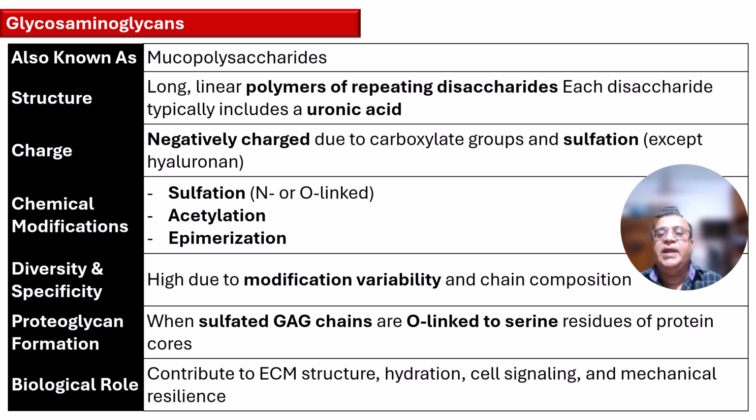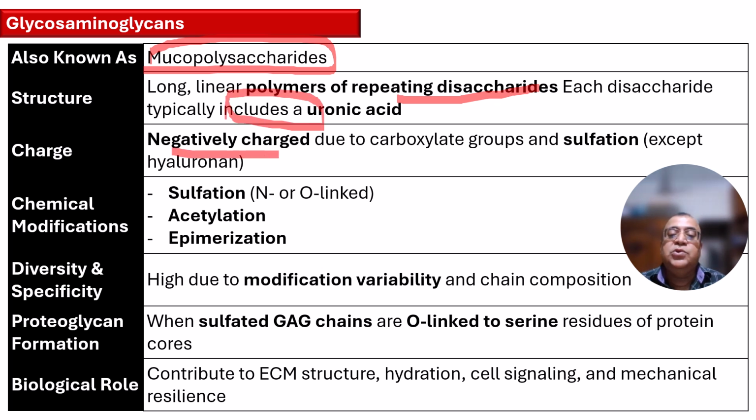Glycosaminoglycans are also termed mucopolysaccharides because they were first isolated from mucus secretion, and they are found in abundant quantity in the mucus. They are long linear polymers of repeated disaccharides. Each disaccharide typically includes a uronic acid. They are negatively charged due to carboxylate groups and sulfation. The one glycosaminoglycan, hyaluronan, is not sulfated.